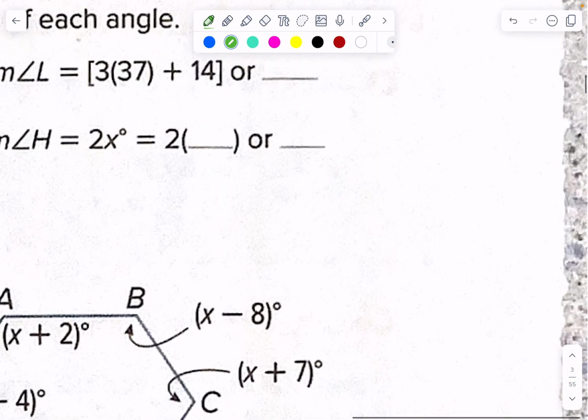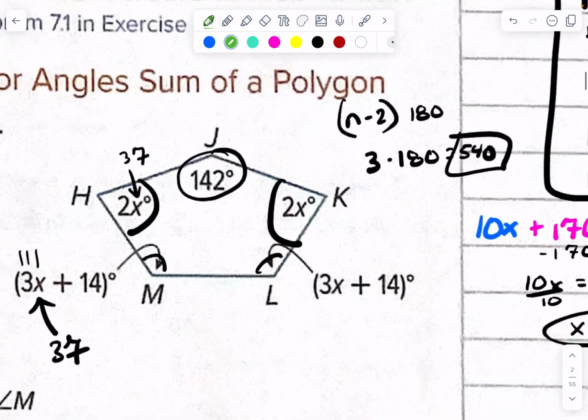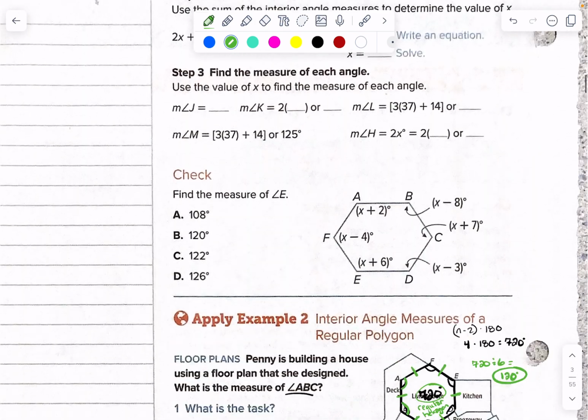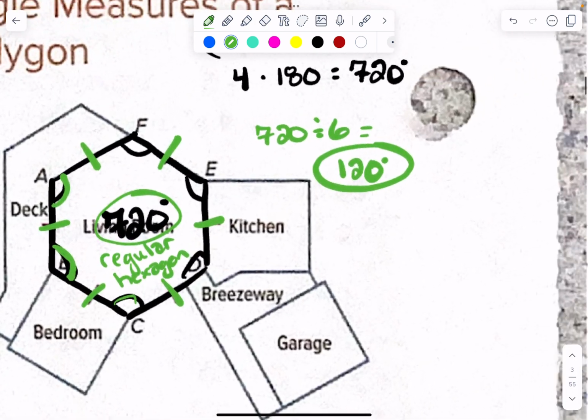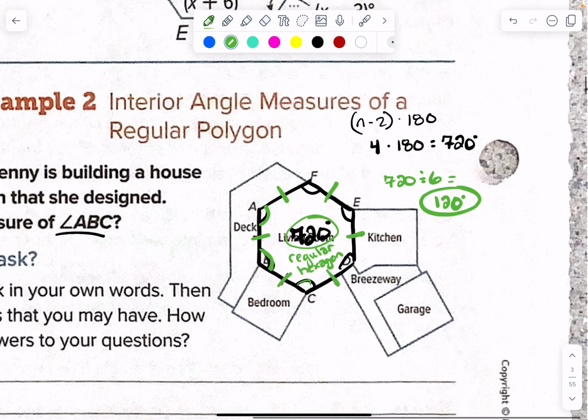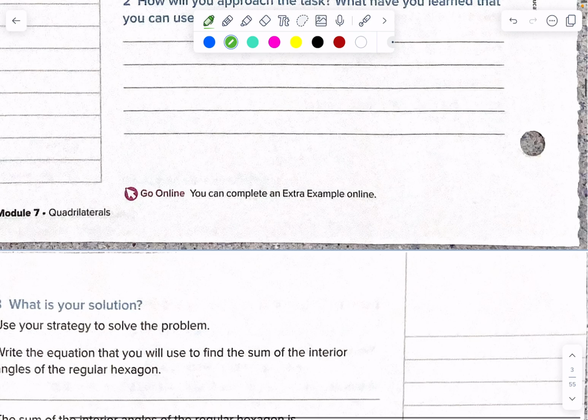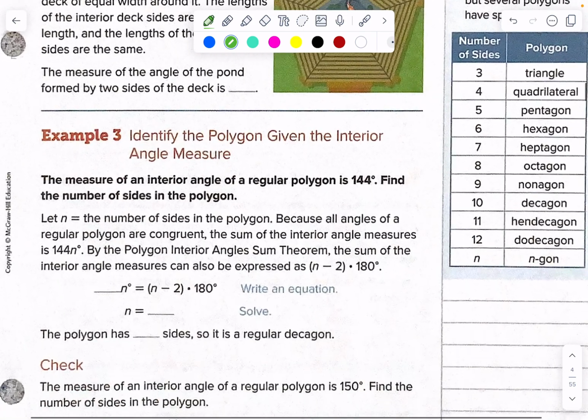Now, that was not true for the one we did up here. I could not just take 540 and divide by 5 because all of these angles were not exactly the same. But that is true for this one down here because it is marked that way. So 120 degrees, that's what I'm looking for. ABC is 120. Done. Okay? If I'm going too fast, please pause, do whatever you need to do. Okay? Let's go to example 3.